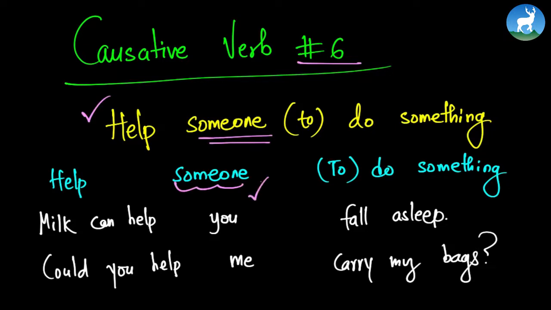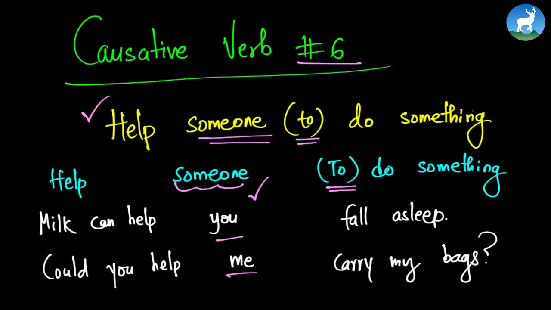We need someone. Help someone to do something. To is optional. That's why I kept it inside parentheses. Milk can help you, where you is someone, fall asleep. Could you help me carry my bags? Other examples could be, I don't see how this helps them understand the lesson. Can computer games help the kids learn? So that can be another question. Now let's solve some questions from the book.